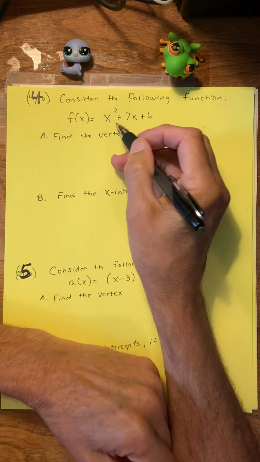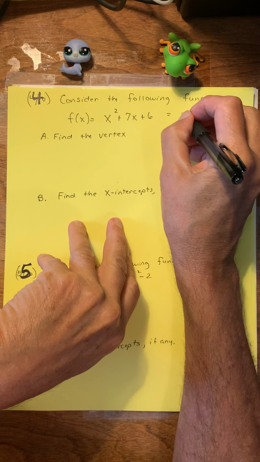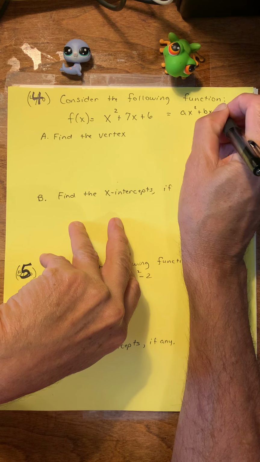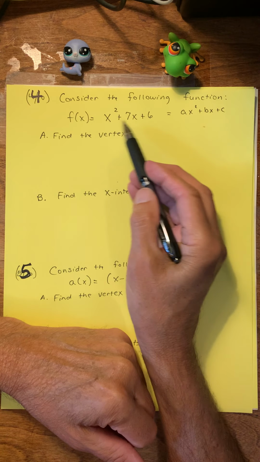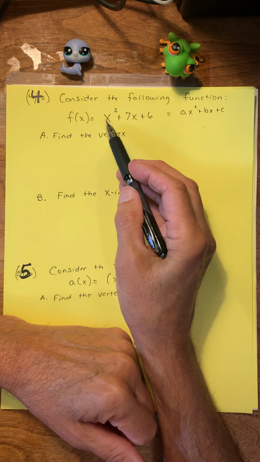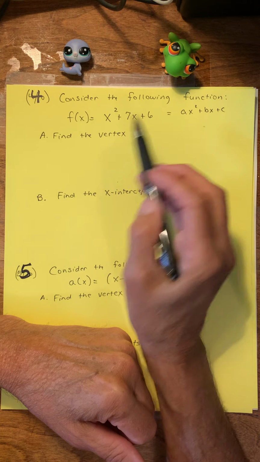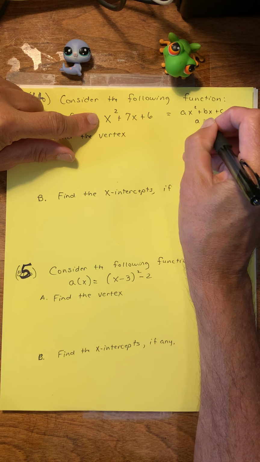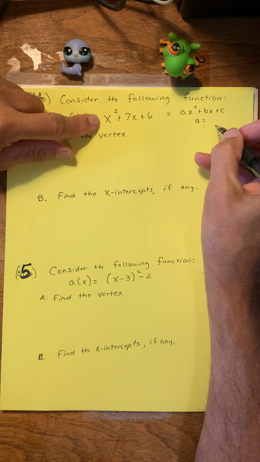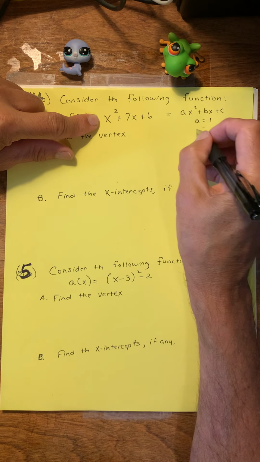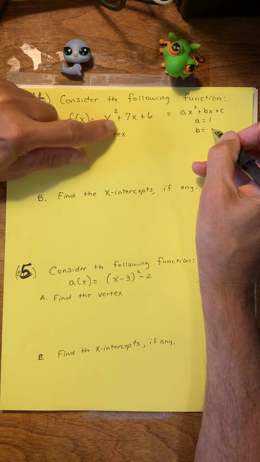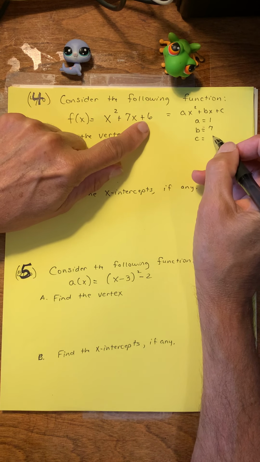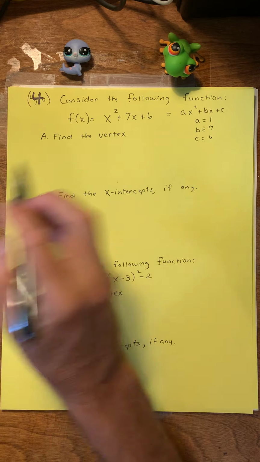Here it is. This is ax squared plus bx plus c. So be sure and write it in standard form, the x squareds, the x's, and then the numbers. And go ahead and write down what a, b, and c are. A is the number in front of x squared. I don't see anything. It must be a 1. B is the number in front of x. It's a 7. And c is the number at the end, the constant number. It's a 6.